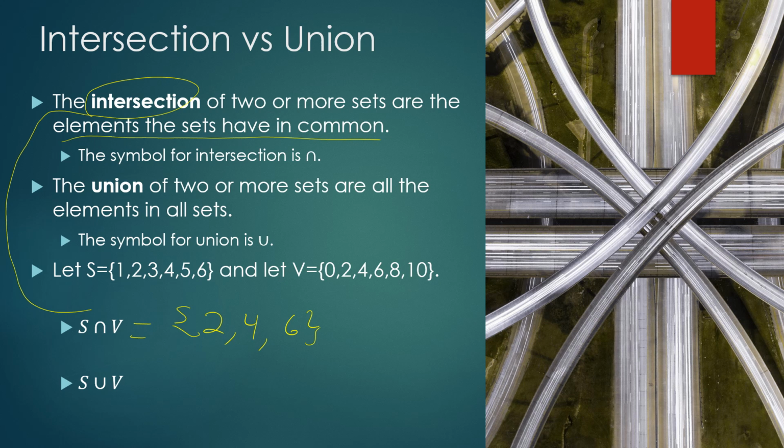Now let's talk about the union. The union is all the elements in all the sets, which means I need every single element present, which means I need 1, 2, 3, 4, 5, 6, 8, and 10. You'll notice that I only wrote 2, 4, and 6 once. I don't need to repeat the elements. I can write them as distinct elements, and this would be considered the union. It's all the elements in all the sets.